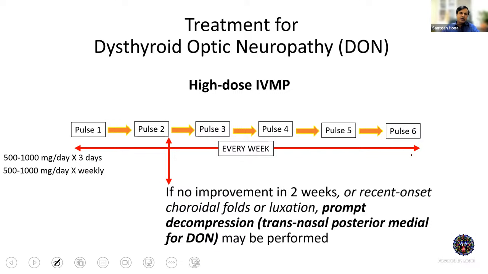And if there is no improvement in 1 to 2 weeks, or if the patient has worsening despite treatment, or if the patient develops recent onset choroidal folds or luxation of the eye, prompt decompression is to be performed, which is ideally transnasal posterior medial orbital decompression for dysthyroid optic neuropathy. So there is a scope for medical management even in patients who have dysthyroid optic neuropathy, compressive optic neuropathy, not stretch neuropathy. Stretch neuropathy is ideally treated with orbital decompression in an inactive phase. There is a scope for medical management.